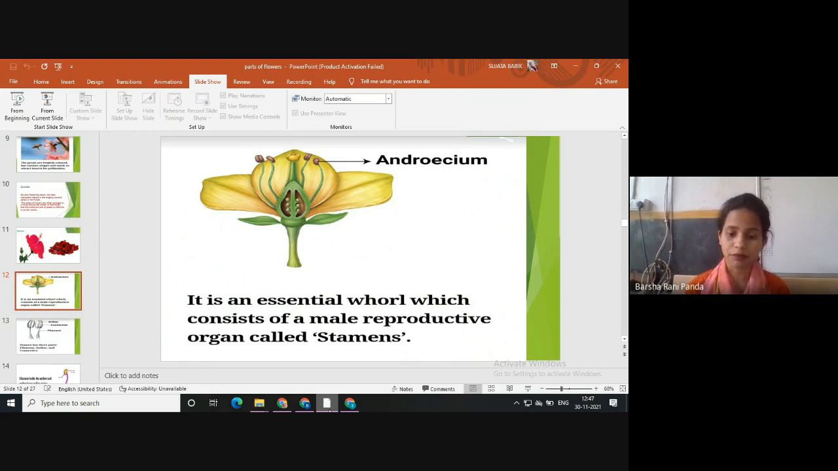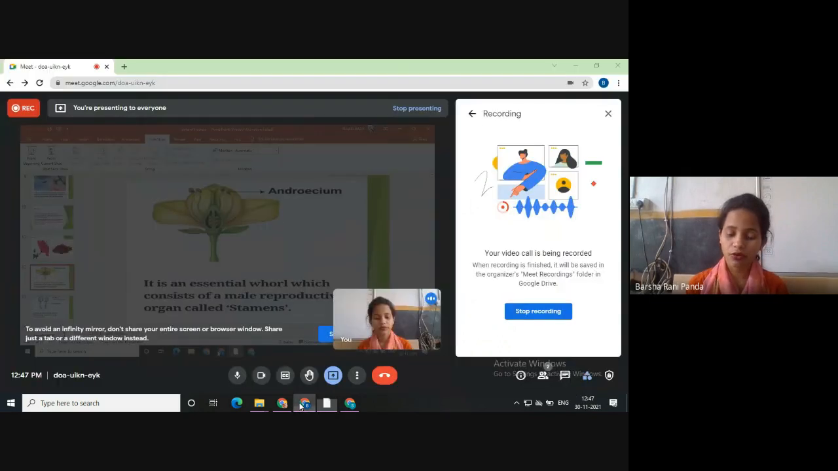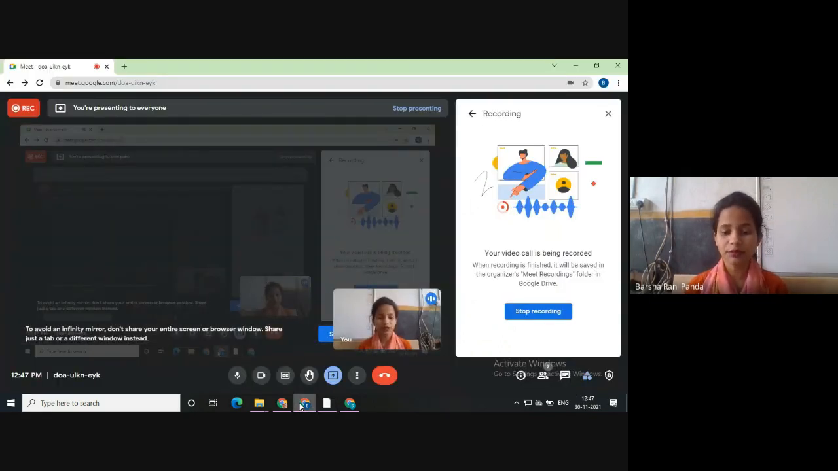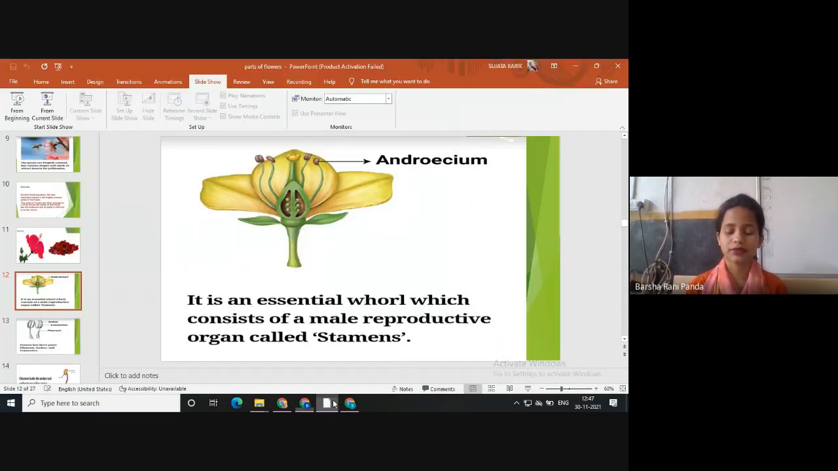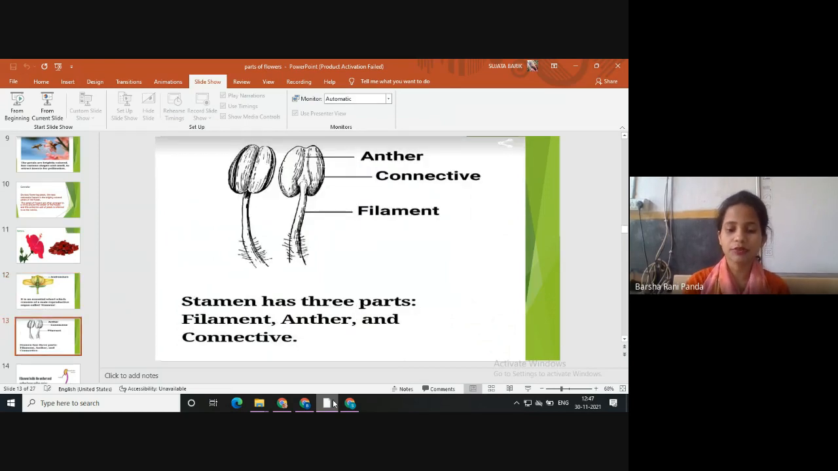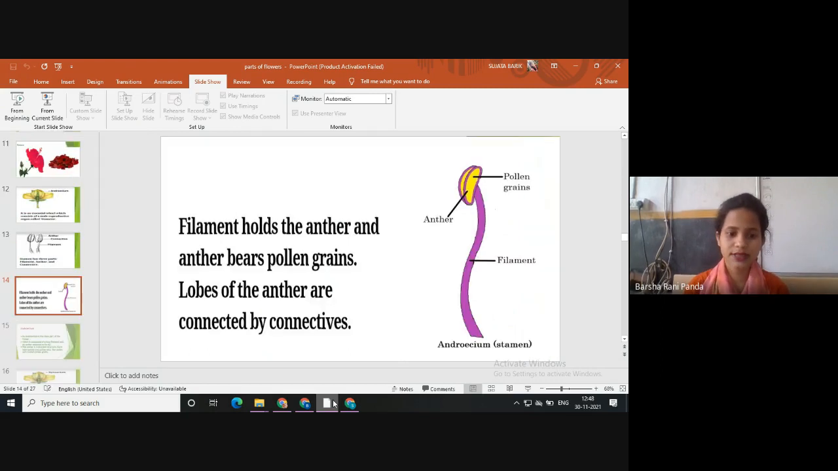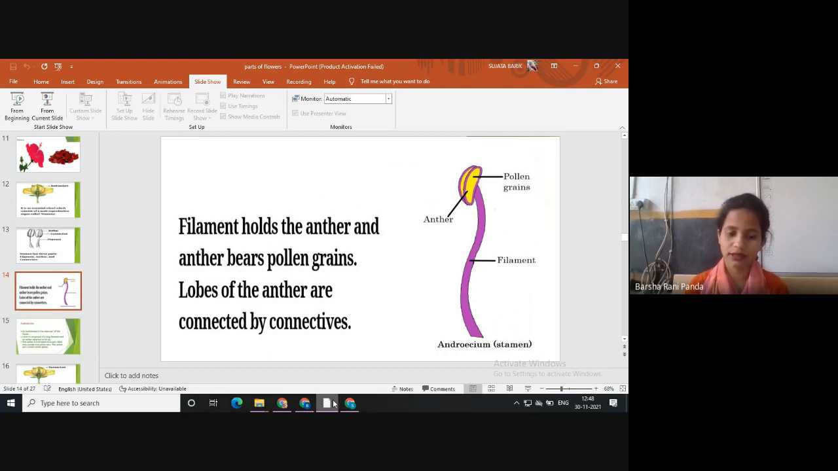So the whole androecium consists of the male reproductive part of the flower, which is known as stamen. The stamen consists of two parts. The first one is filament and the second one is anther. And the filament and the anther are connected with each other by connectives, which you can see in the PPT. Next, the filament holds the anther and the anthers bear the pollen grains.